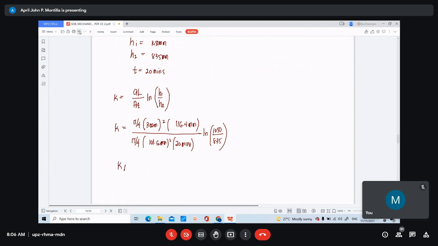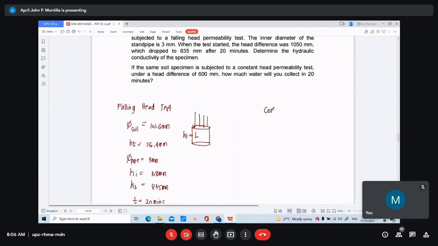What is hydraulic conductivity? 1.163 times 10 to the negative 3. Okay, that is correct. Millimeter per minute. No? Store natin kay A. Ngayon, paano daw kapag nag-conduct tayo ng constant head test? Anong mangyayari daw?